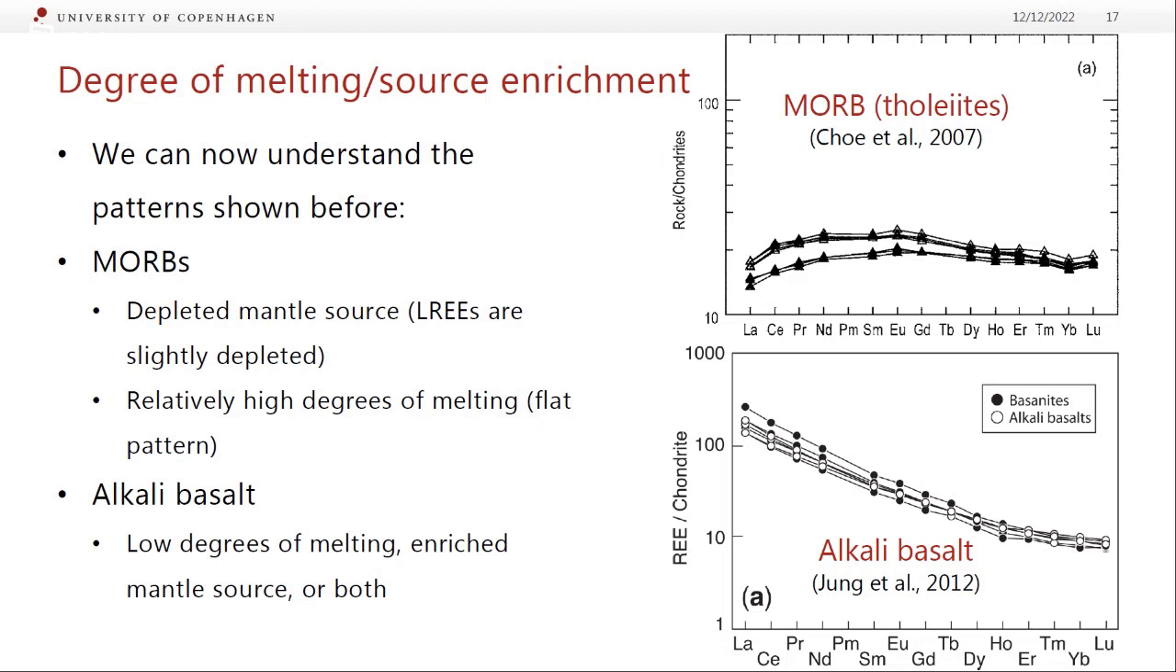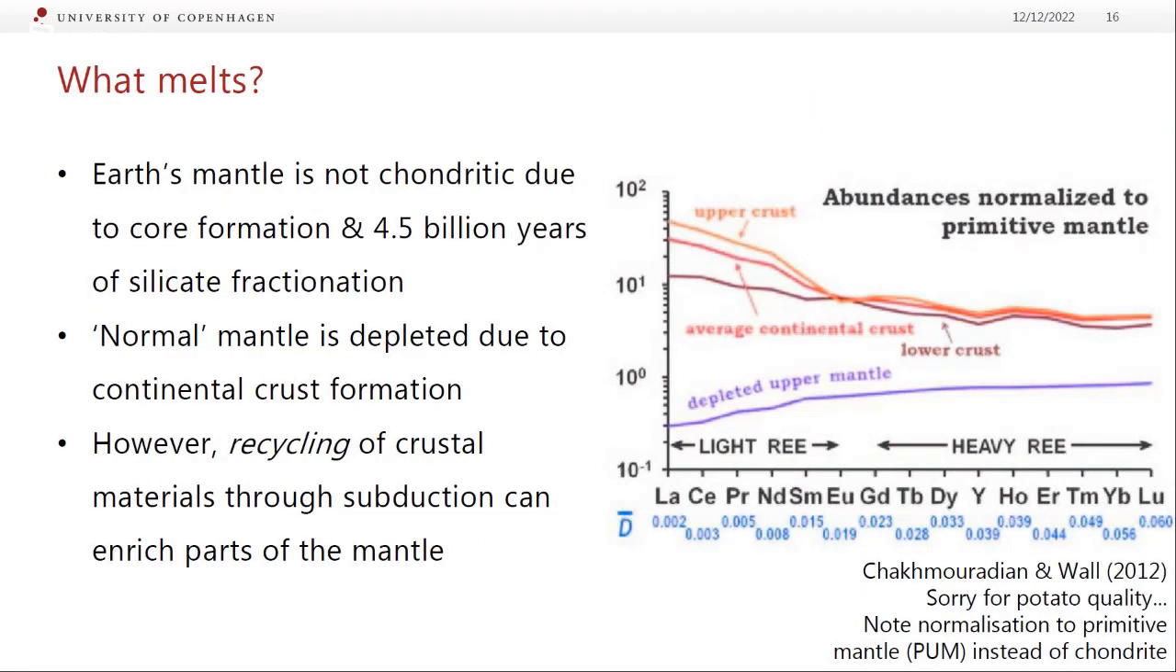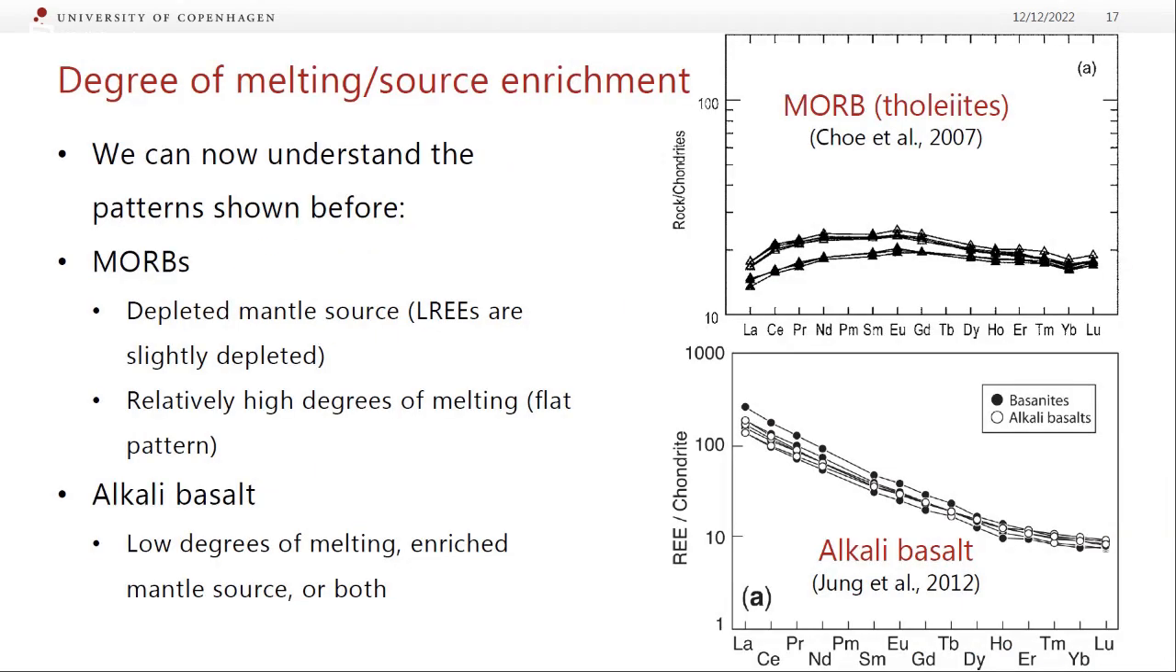So what's actually happening here is we're melting this depleted upper mantle source, so we start with less of the light rare earth elements in the first place. And so even though we're increasing the concentration of light rare earths by melting, they're still kind of low. All right. So mid-ocean ridge basalt is relatively high degrees of melting because it's mainly flat, of a depleted mantle source, and that's because the light rare earths are low. And then the alkali basalts, we could either have a low degree of melting, we could also have an enriched mantle source if we'd added some of these light rare earths in through subduction and recycling, or it could be both of these processes. But the key thing here is the low degree of melting.